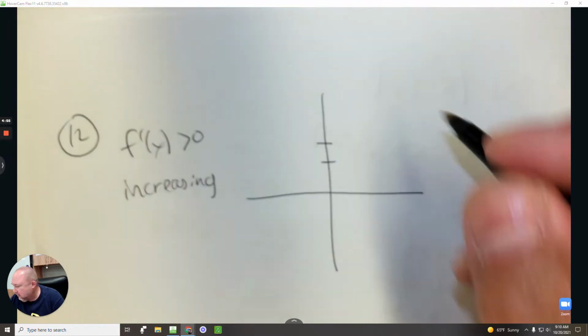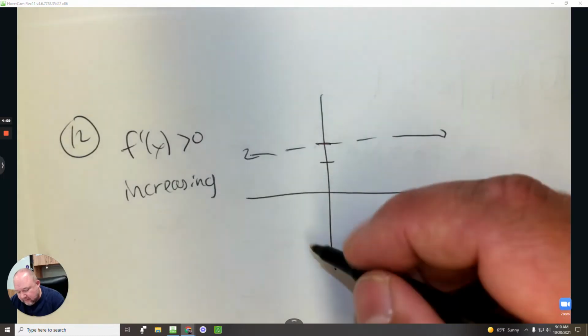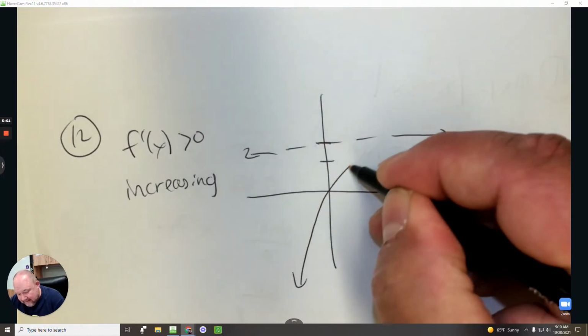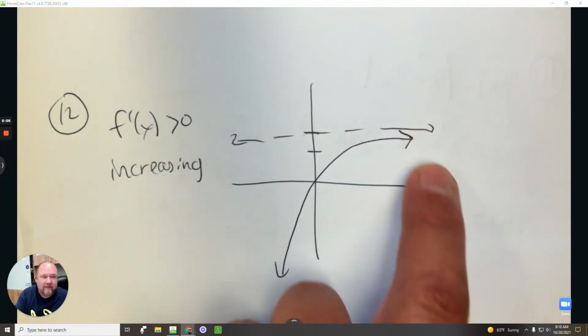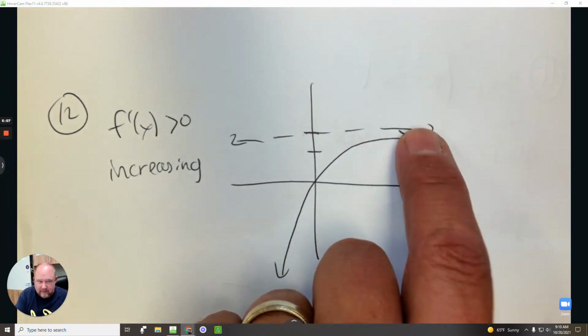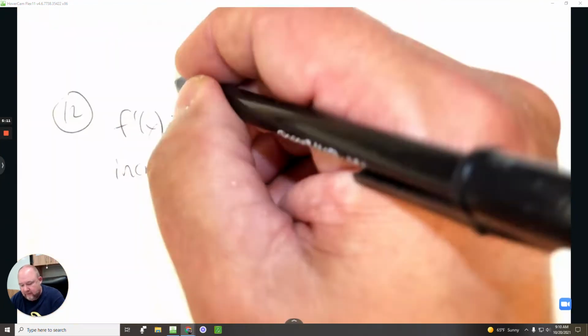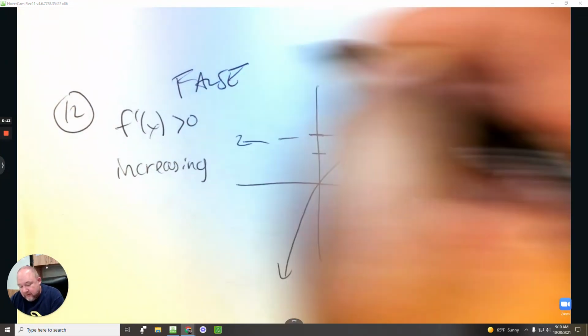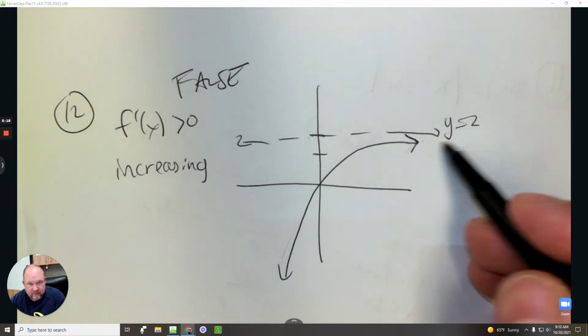And if we have a horizontal asymptote, I'll just do it with this. If I have a horizontal asymptote, this can be increasing but not go to infinity. So here is an increasing function that goes to a number. In this case, it could go to 2. That's not going to infinity. So 12 is false. You can have an increasing function that doesn't go to infinity, that goes to a number.